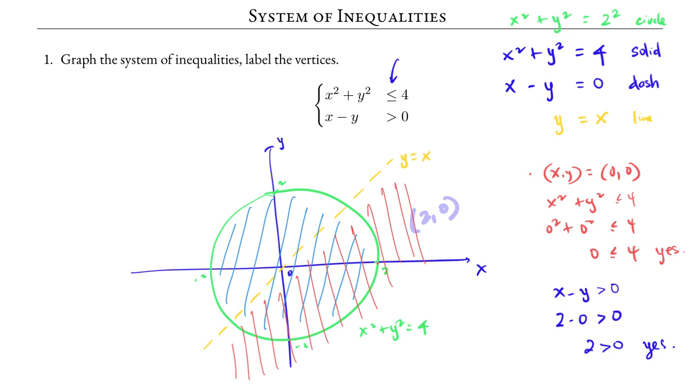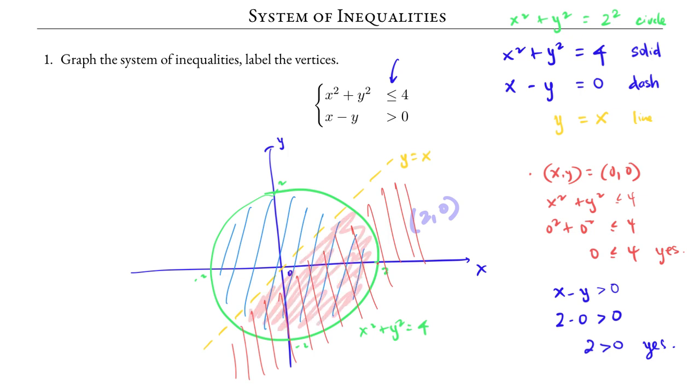Now, the solution of the system is the region that we shade twice. Notice that when we shade the inside of the circle, we shade the inside of the circle above the line and the inside of the circle below the line. But when we shade the solution region for the second inequality, we only shade below the line. And so the part that we shaded twice is the solution region, and it is this part here.